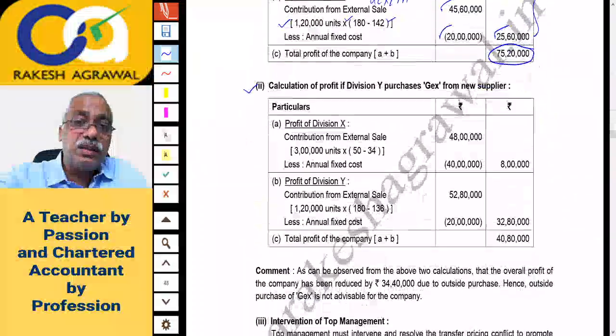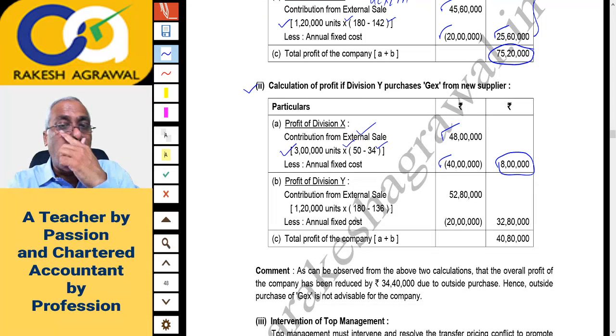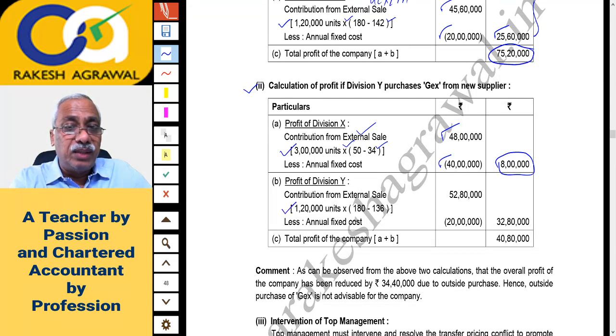So with this we will see the statement. Profit of division X: it will be able to sell only in the external market, but now it can sell all 3 lakh units in the external market at 50 rupees, and 34 rupees was the variable cost for external sale. So this will be the total contribution minus fixed cost. There is no internal transfer, and this is the profit of division X. Now division Y. Division Y will be able to sell 1,20,000 units in the external market at 180, but now the revised variable cost will be 136 because the input price has gone down. So contribution has gone up, minus fixed cost, and this is the profit.